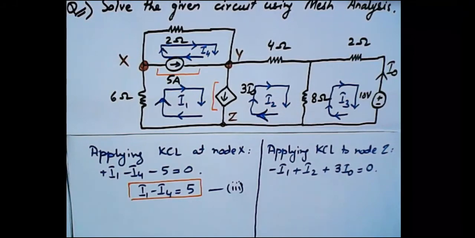So how can we solve or replace this variable I0? Any idea? How can we replace this variable I0 from our circuit?